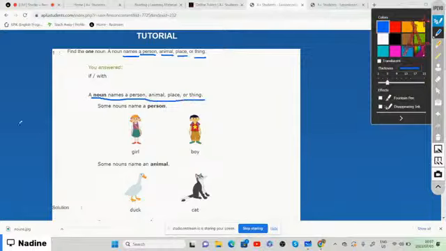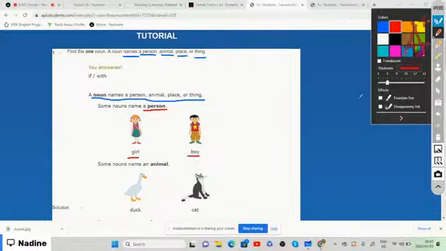And if we look at the few examples that we see over here, so a person, right? Some nouns name a person. So if you name a person, you can identify the noun as a girl, or you can identify it as a boy, right? So that is a noun. A noun is a girl or it is a boy. It doesn't necessarily have to be Sarah, doesn't necessarily have to be Jim, right?